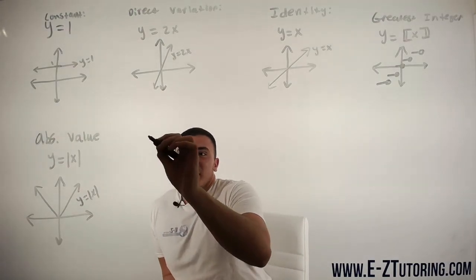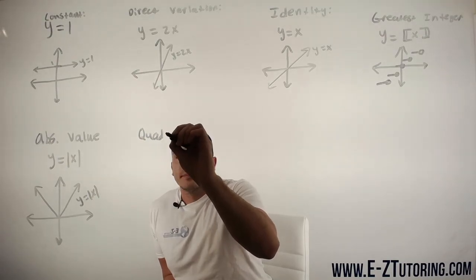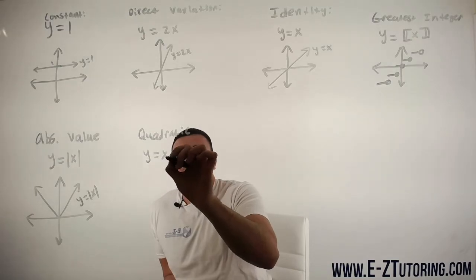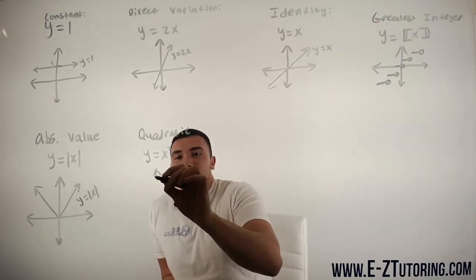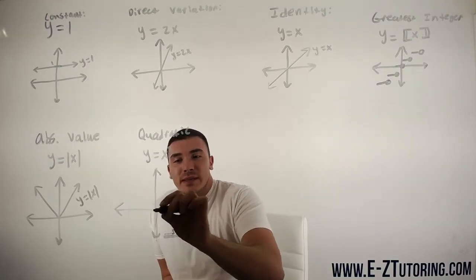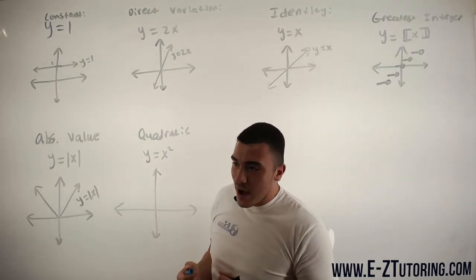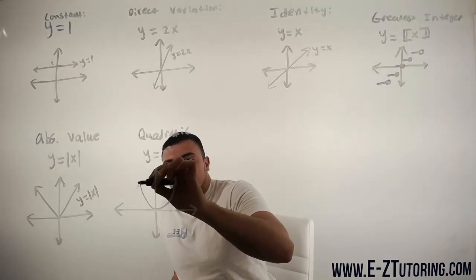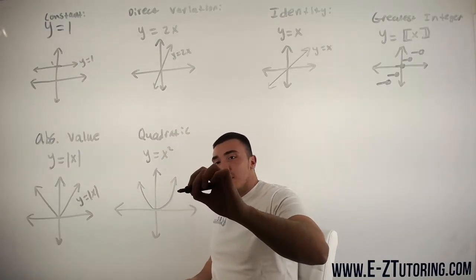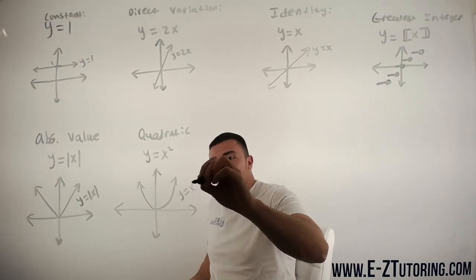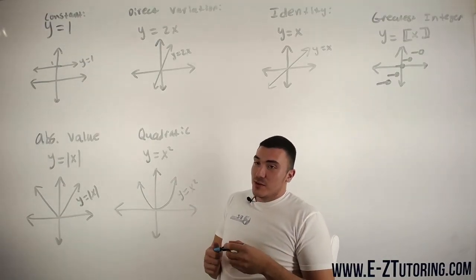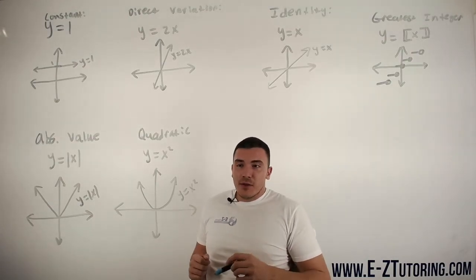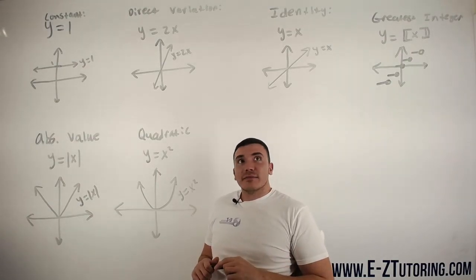Next one, quadratic. This is the core of Algebra 2. Y equals x squared. Anything with an x squared in it will always give you a U-shaped parabola. Anything that looks like this. Now, this U shape can either be going upwards or downwards, depending on whether or not x squared is negative. Never sideways, though, because then it's no longer a function, doesn't pass the vertical line test.